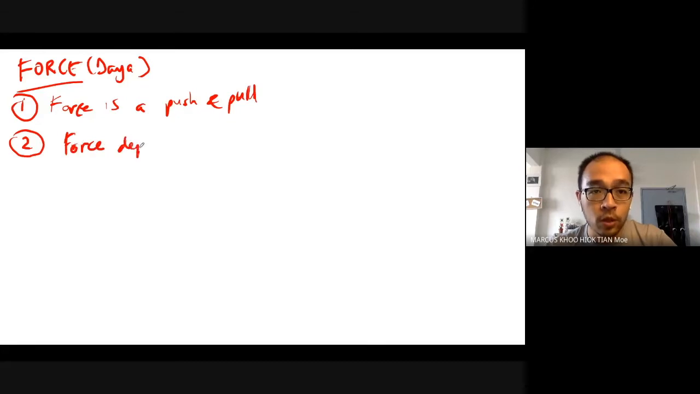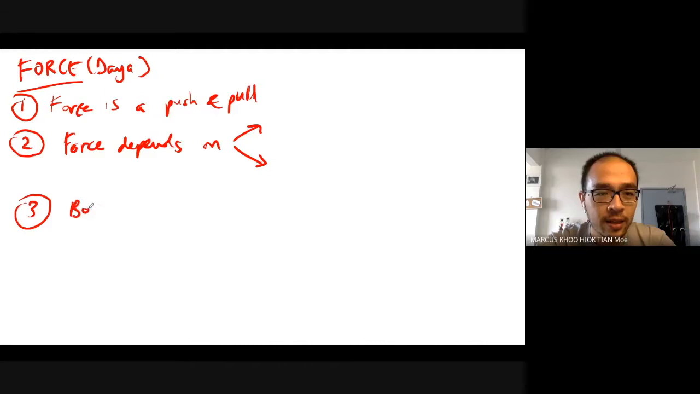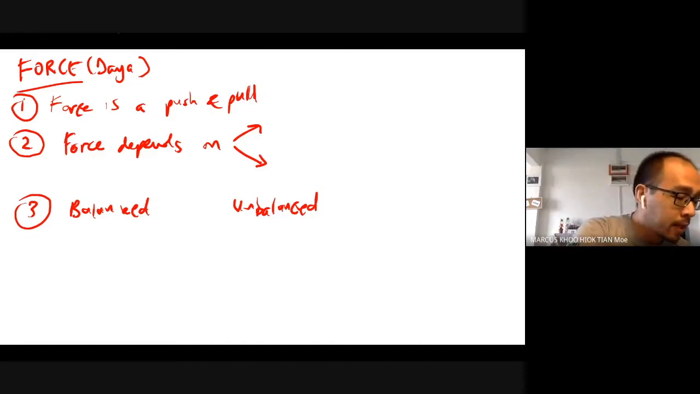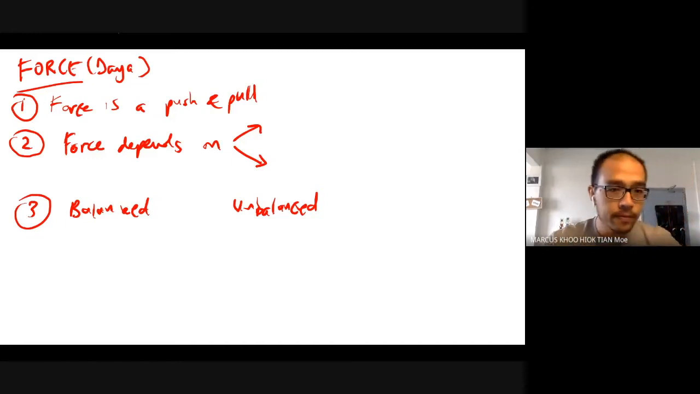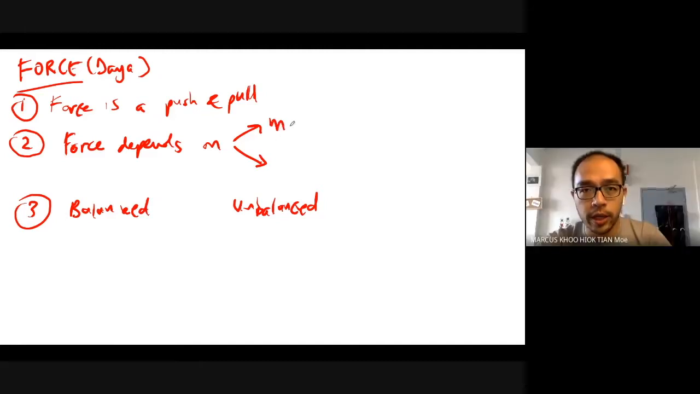Force depends on two very important things, which is balance or unbalance. That's actually the third thing, but we can talk about balanced forces and unbalanced forces in a while. Come on, force depends on two very important things. Anybody? Mass and acceleration. Very good. Force depends on two very important things, which is mass and acceleration.